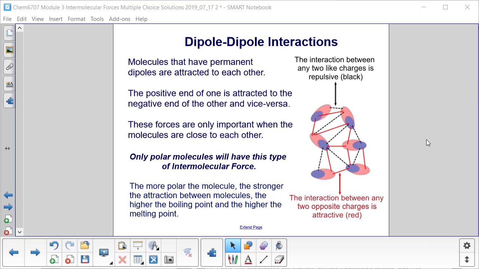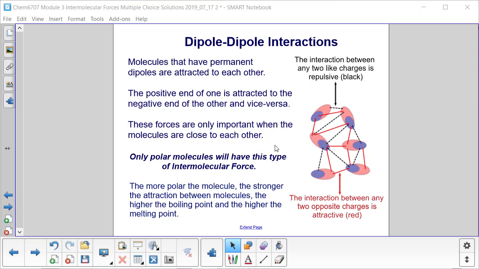Let's spend some time talking about the intermolecular force known as dipole-dipole interactions. Molecules that have permanent dipoles are attracted to each other. The positive end of one is attracted to the negative end of the other, and vice versa. These forces are only important when the molecules are close to each other. Only polar molecules will have this type of intermolecular force. The more polar the molecule, the stronger the attraction between the molecules, the higher the boiling point, and the higher the melting point.